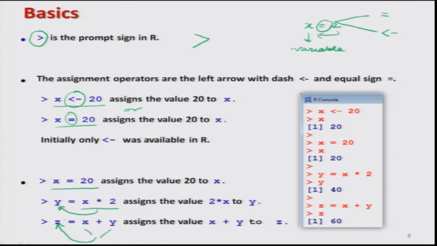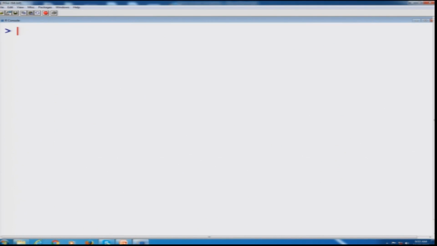So, let us try to do this first on R and see whether we get the same outcome. Although here I have given you a screenshot of the operation, I will still try to do it for you. So, now let us come to the R software, and here I try to type the same thing which I have done here. I type x less than hyphen 20, and you can see that as soon as I enter it, it is not giving me anything, but it has already assigned the value 20 to small x.